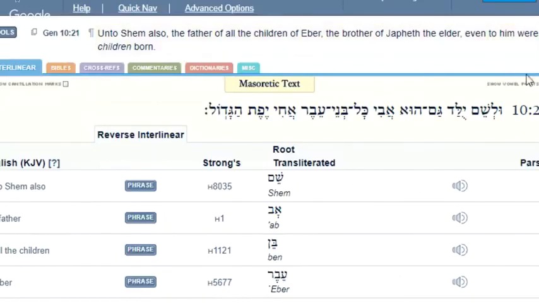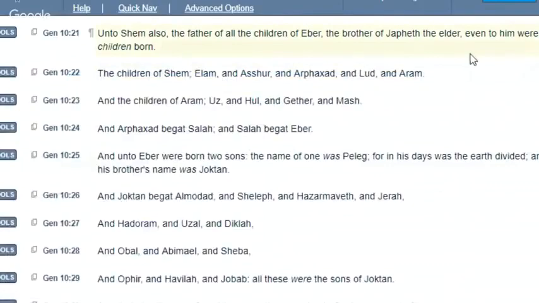So now, when you look at the lineage of Shem, Shem was not the actual father of Eber. I mean, he came out of the loins of Shem through his other sons, but he wasn't directly the father of Eber. He was like his either grandfather or great grandfather. Because when you read the next verse, it said the children of Shem: Elam and Ashur and Arphaxad and Lud and Aram. So Shem had 5 sons, and Eber was not found in any of these 5 sons, because Eber came through the loins of Arphaxad.